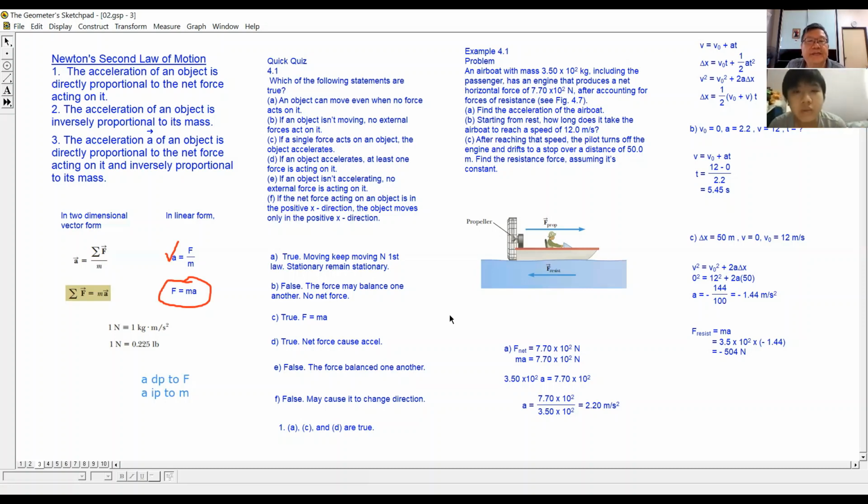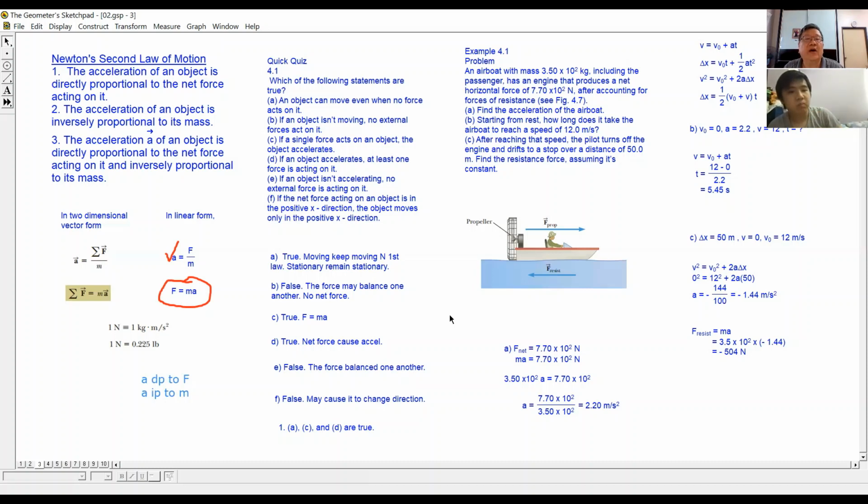If an object isn't moving, no external force acts on it. This one is not true. This box is not moving. It doesn't mean that there's no force acting on it. There are two forces. One is the weight of the object. The other is the reaction of my hand. My hand is supporting it up. The weight is pushing it down. So there are two forces acting on the box, and the box is not moving.